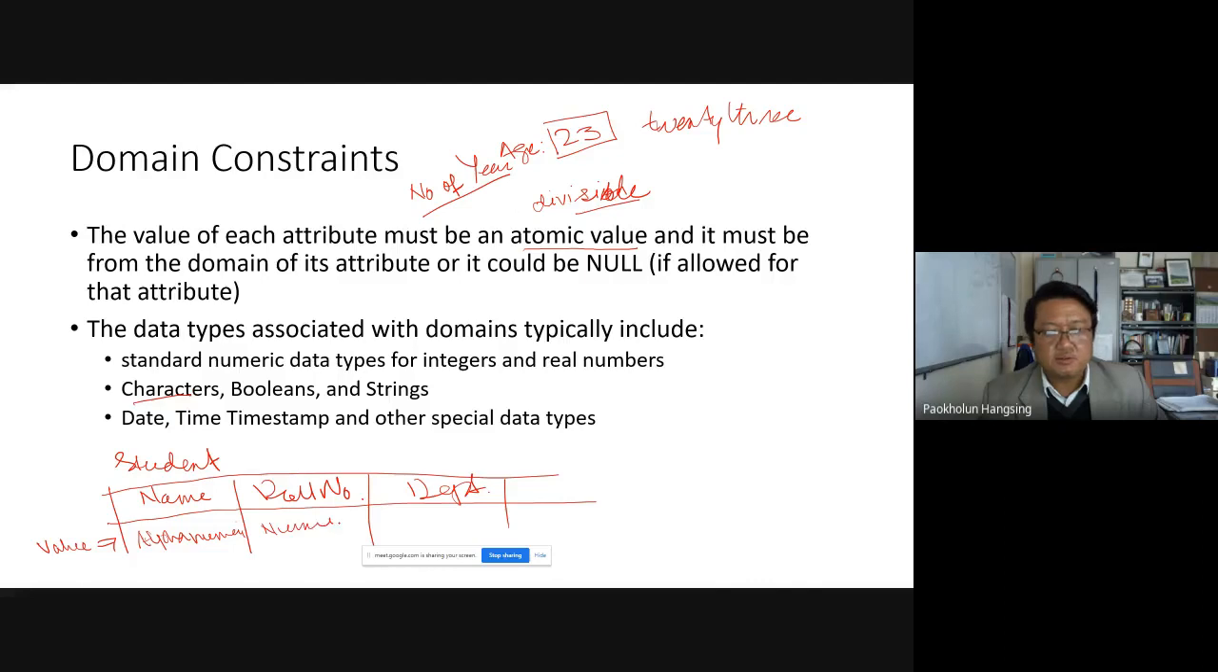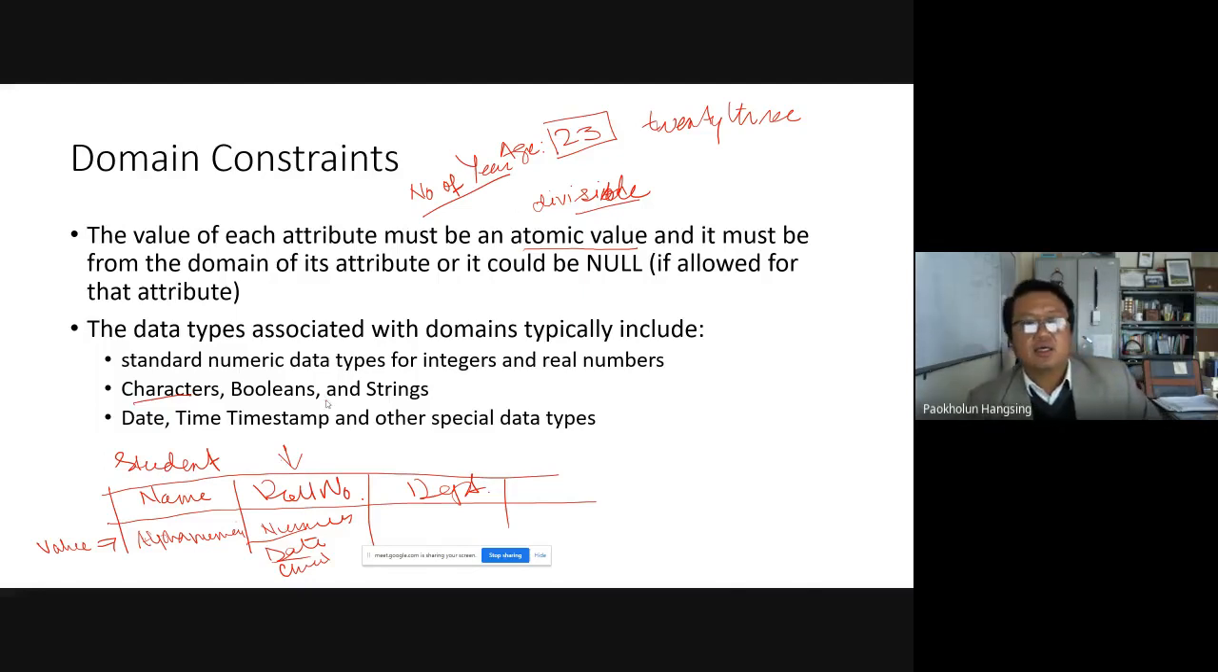Okay, so the domain constraint says that, for example, roll number, in one place we have numbers, in another place you have a date, in some other place you have characters. Okay, so it cannot be a mix of this. Whatever the domain which is specified for that attribute will remain.